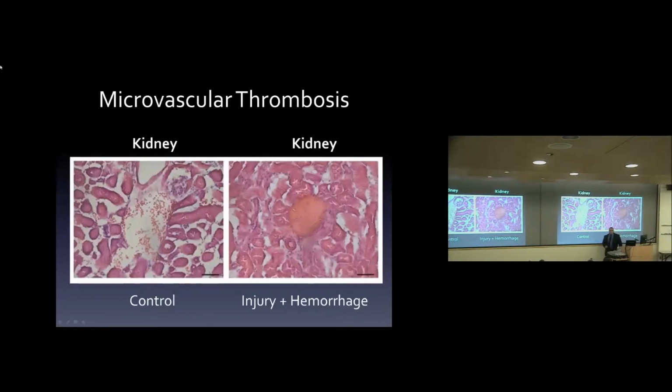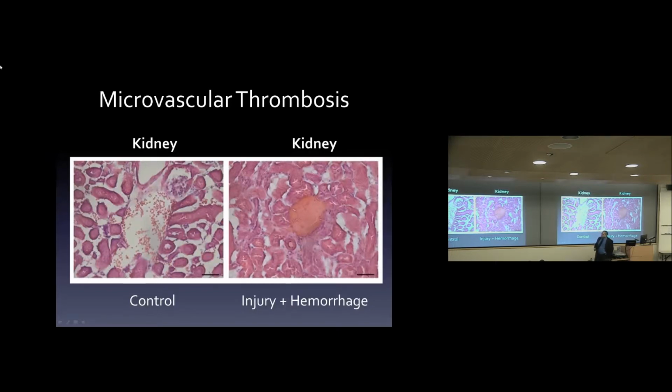So what did we see? This is histology. And lo and behold, this is two different situations. One is an uninjured mouse that was simply put to sleep, and then subsequently it was sacrificed. And then we took, in this case, a slide from kidney.